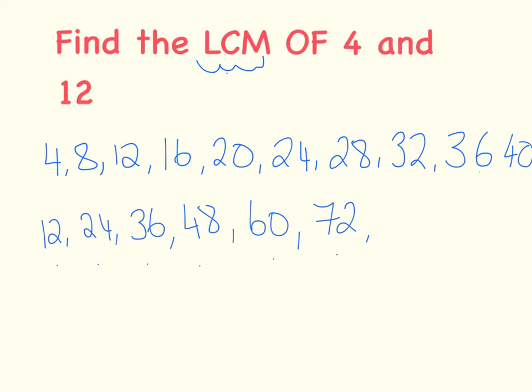The next one is 12 7s, and 12 7s are 84. Okay, I'm going to stop there now, because I'd probably need to use my calculator for the rest. I've forgotten my 12 times tables. But I've got a good amount listed here. All my multiples of 4 and all my multiples of 12.